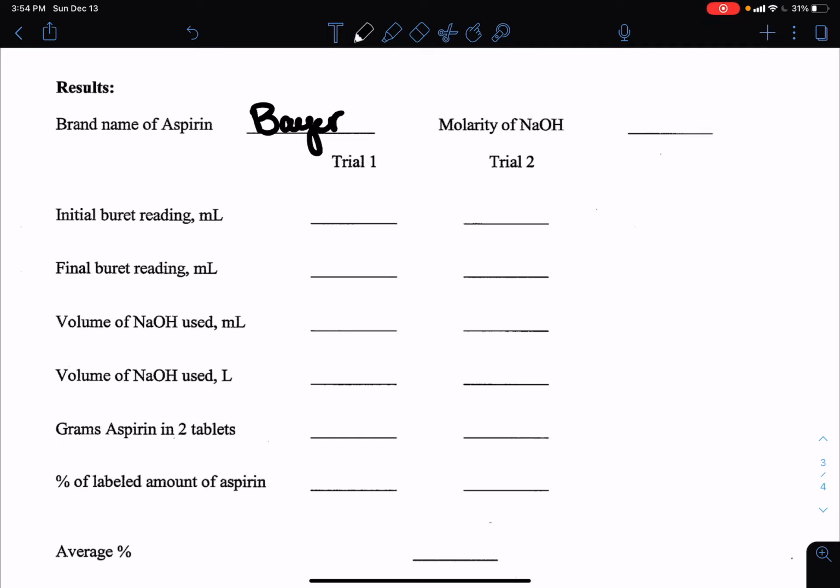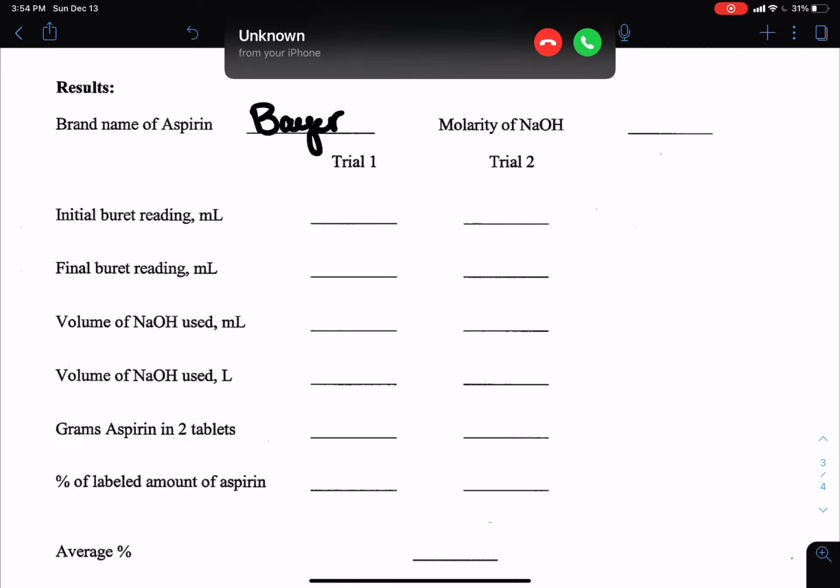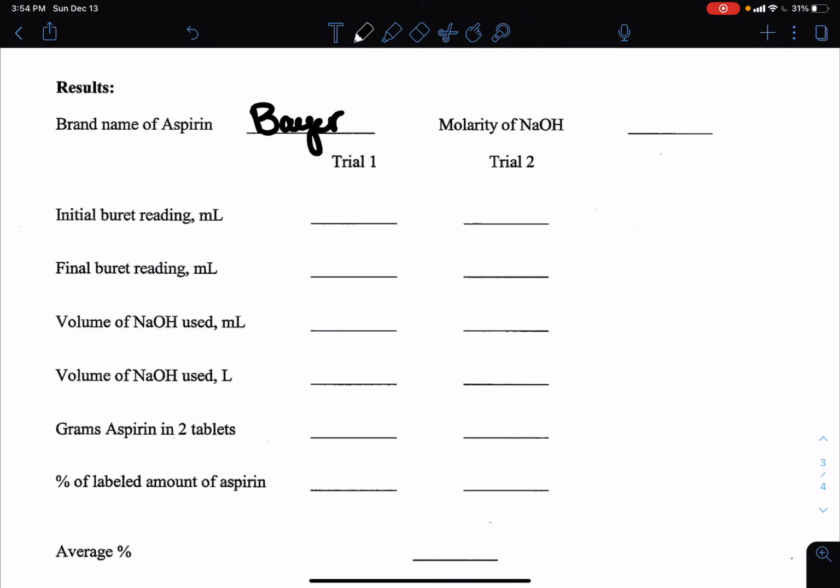Now, the next thing you will see is molarity of NaOH. NaOH is the base that we're going to put in the burette. That's that long cylindrical glass thing that has all the graduations on it. Now, the molarity. We'll read the bottle, and it tells me that the molarity of the NaOH is 0.0900 molar. And remember that the big M means moles per liter, just to remind you.